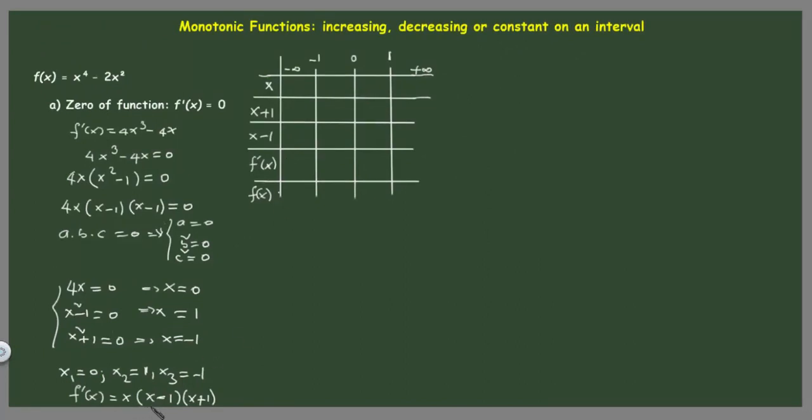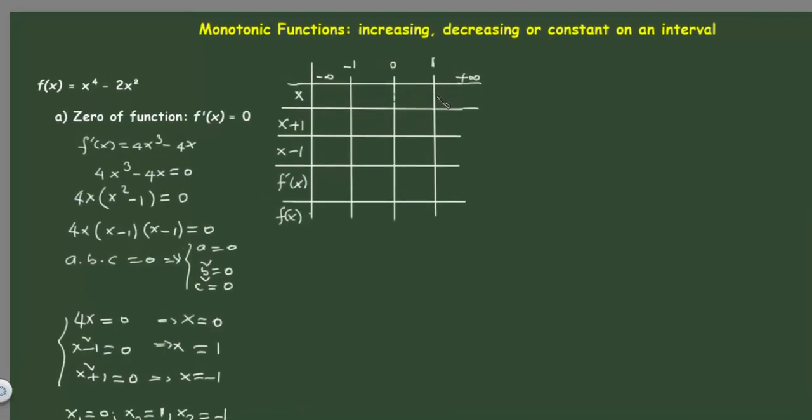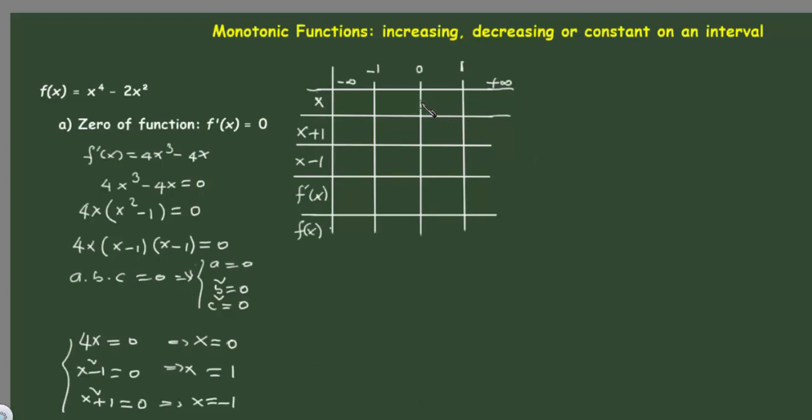Now that we have our f prime of x, we're going to represent all its values on our monotonic table, or table of values, to represent the sign. So x has its value right here. X is at 0. X plus 1 is at minus 1 here, because when you solve x plus 1 equals 0, it gives you x equals minus 1. And x minus 1 equals 0 gives us 1 here.